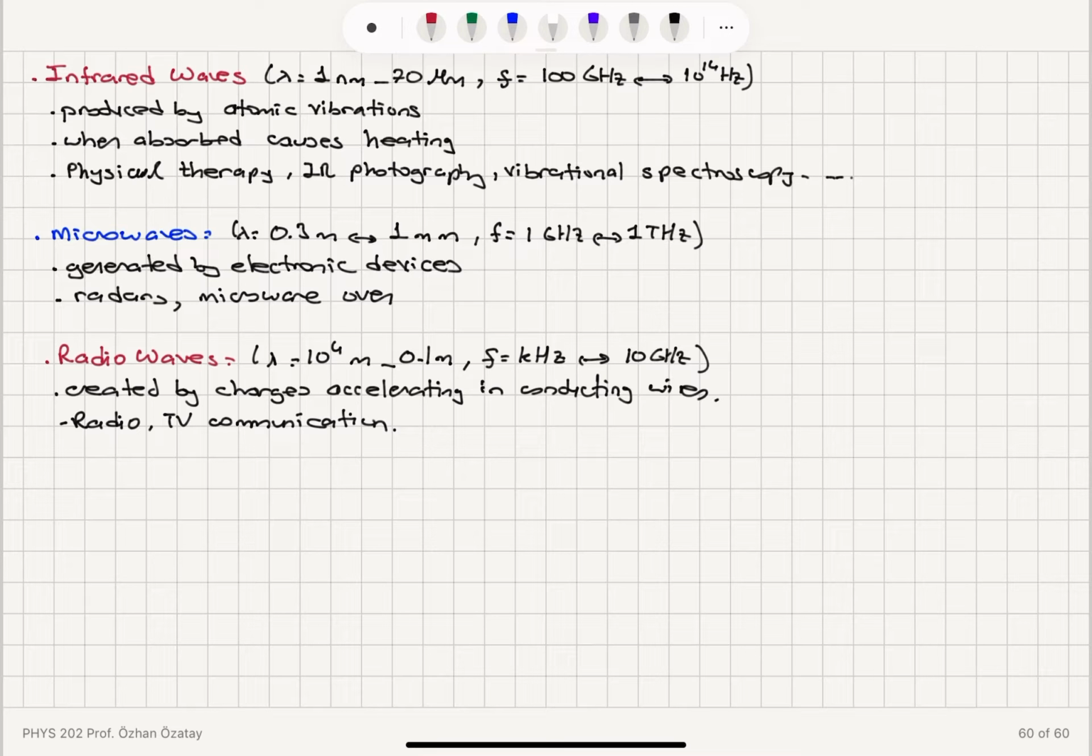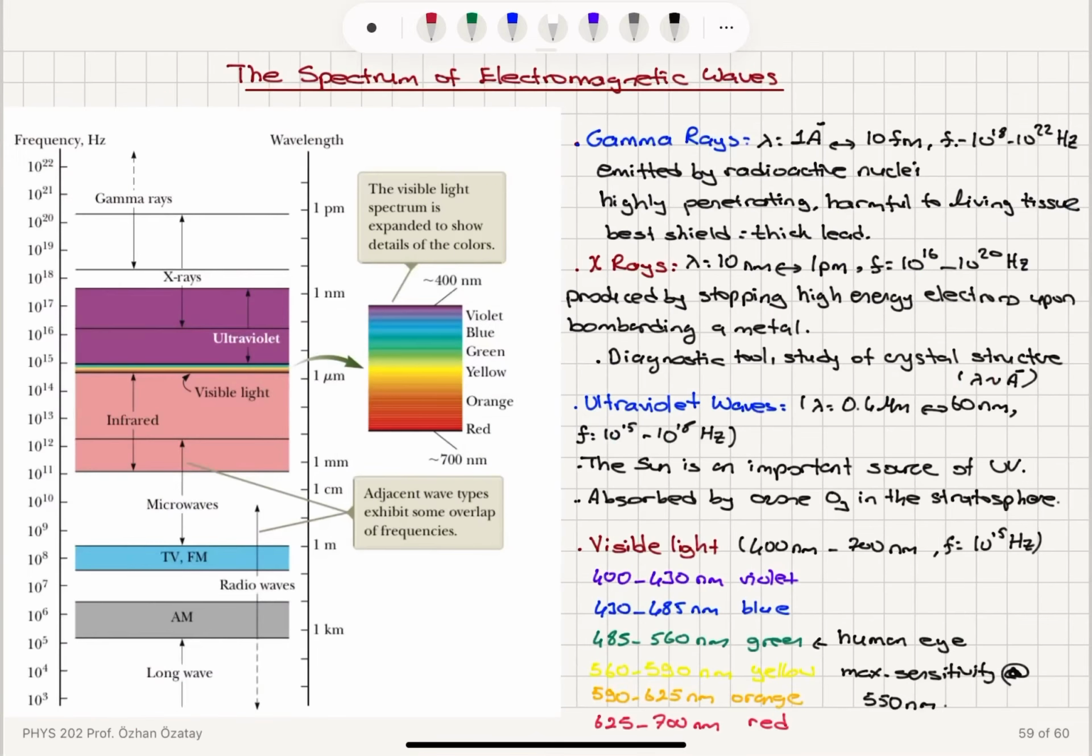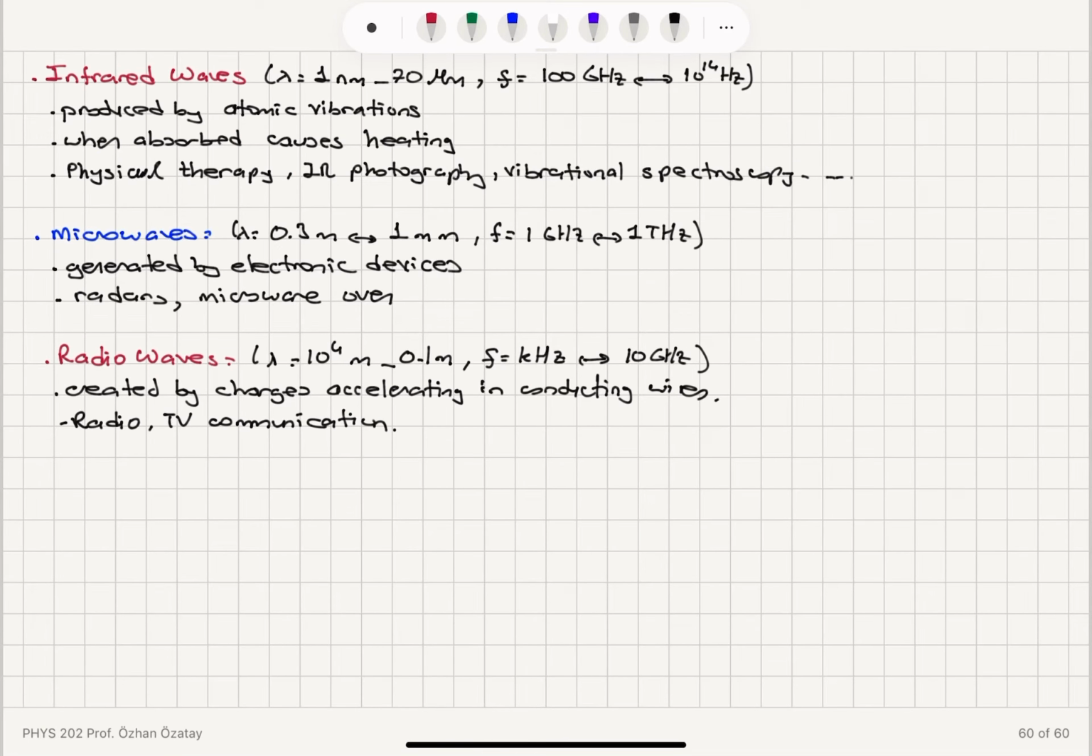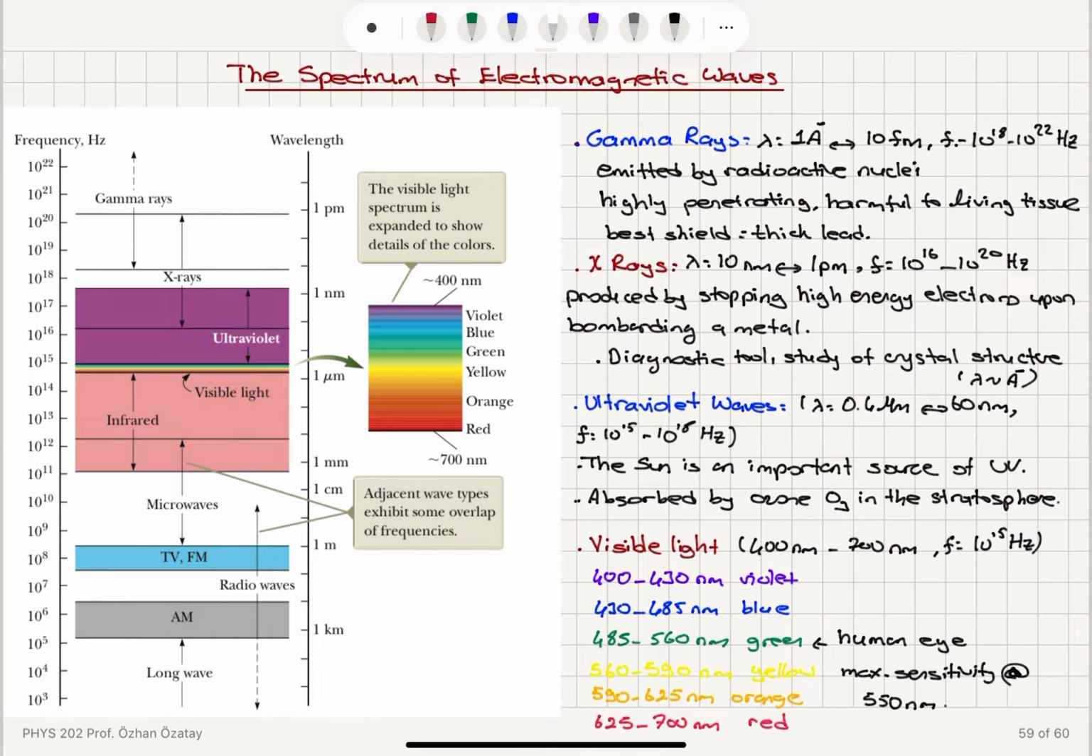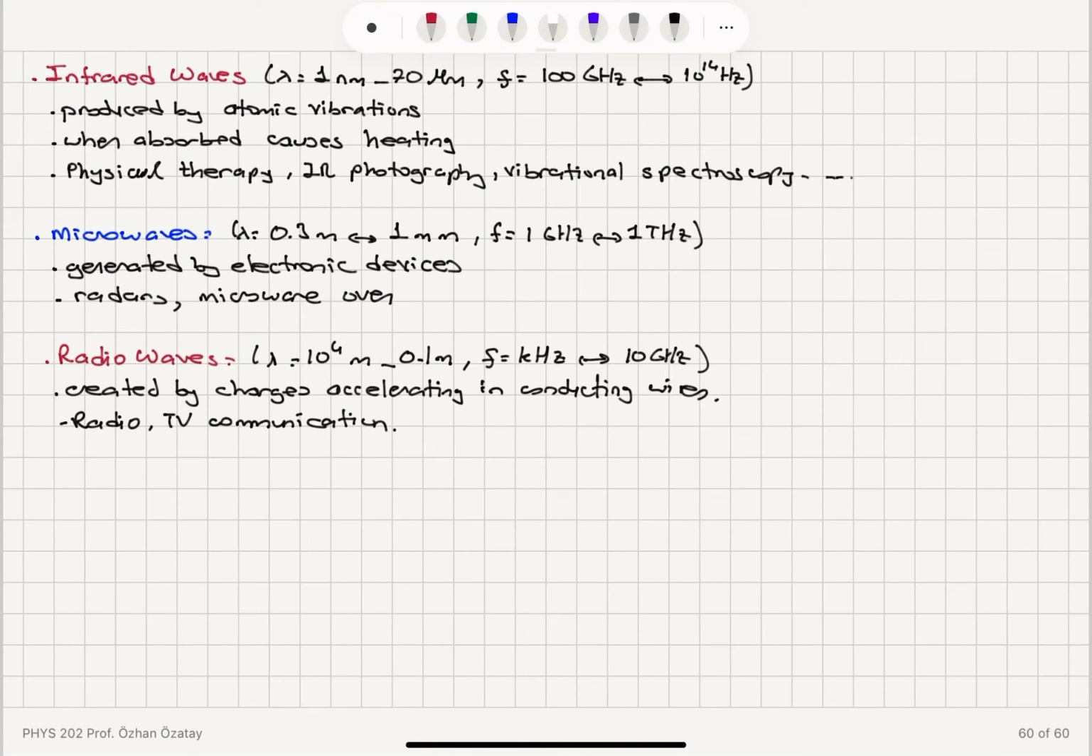vibrational modes in crystals. Then we have higher wavelengths, the microwaves region, 0.3 meters to 1 millimeter wavelength, 1 gigahertz to 1 terahertz. So in this range, 1 gigahertz to 1 terahertz, microwaves. They're generated by electronic devices. They find use in radars and microwave ovens.